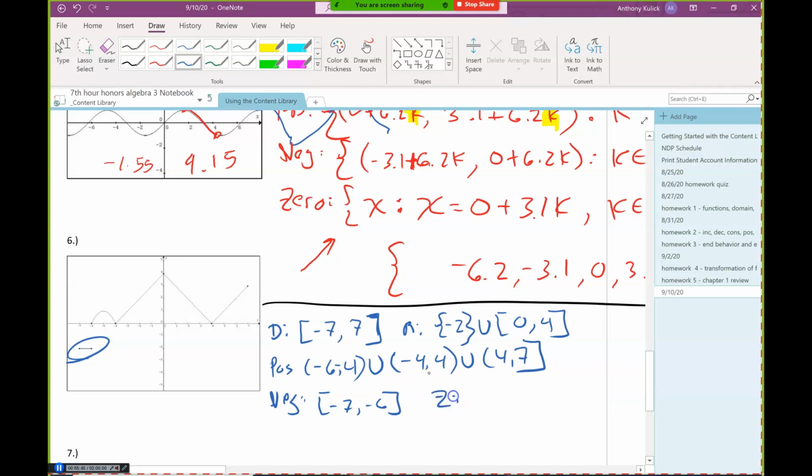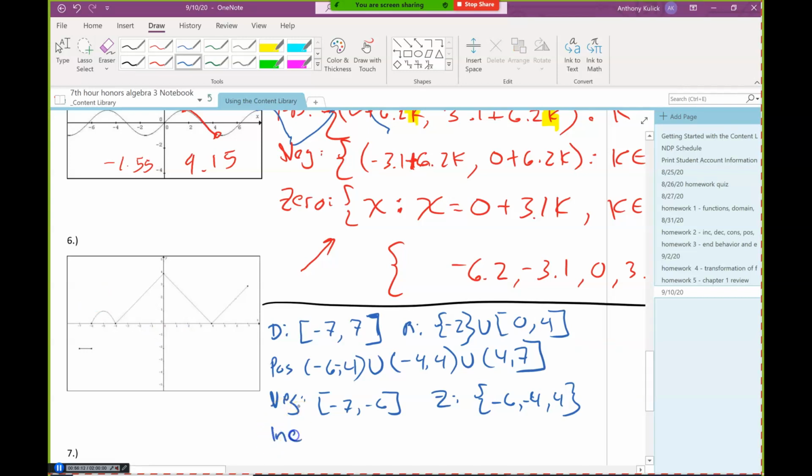And then our zeros are just individual points, right? They're just 3 individual points. So we can do -6, -4, and +4, and just list those individually because it's not a range of values, it's just 3 specific values that are where the graph is at the x-axis. Is that okay?